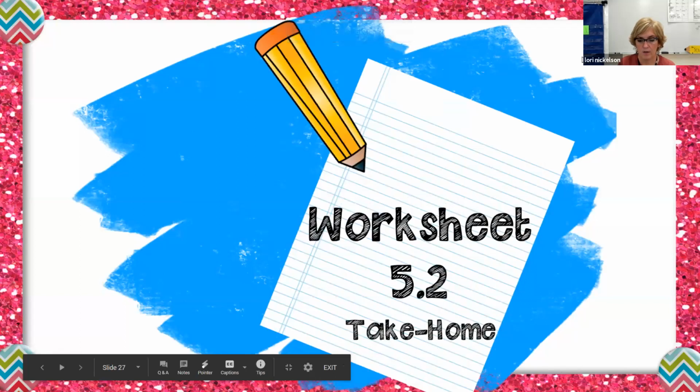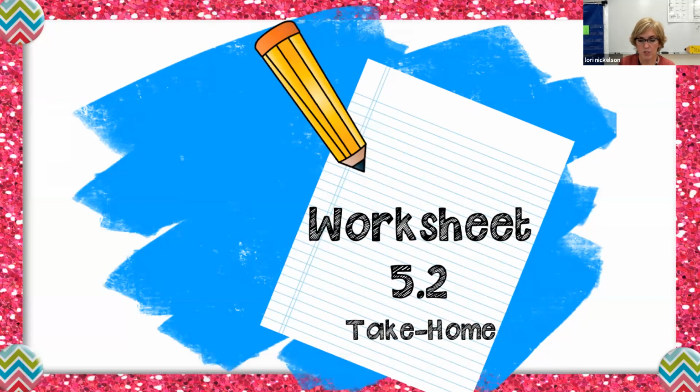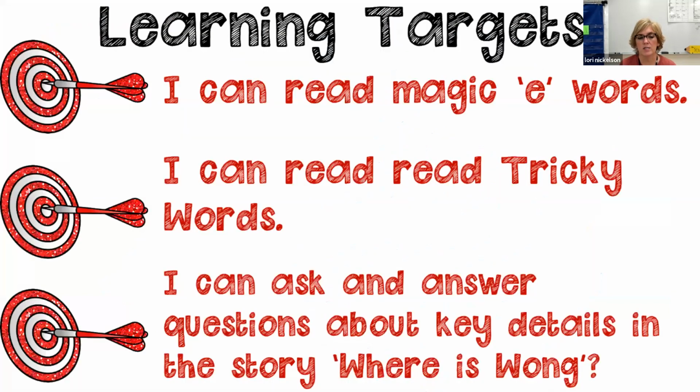And we are going to skip that 5.2. So our learning targets: I can read the magic E words, I can read tricky words, and I can ask and answer questions about key details in the story. Where is Wong?